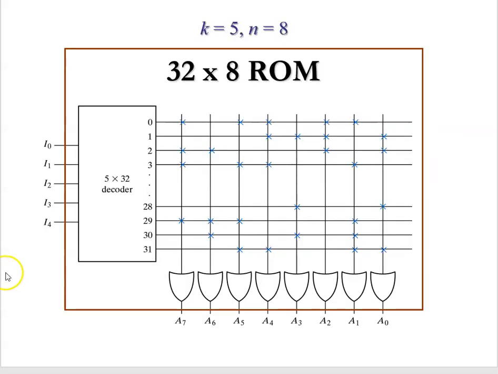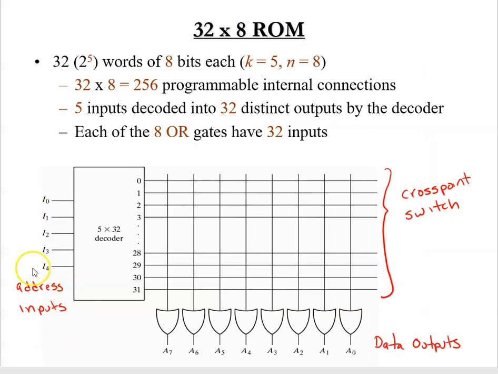Internally, K is equal to 5, so we have a 5 by 32 decoder. And now we can see all of this cross-point switch here. So that's our 32 by 8 ROM. The address inputs go into the decoder, and the data outputs are at the output of these OR gates. This cross-point switch is what we want to look at further.